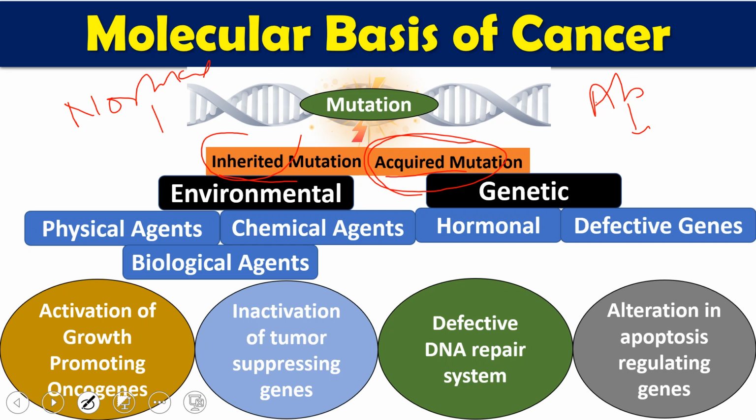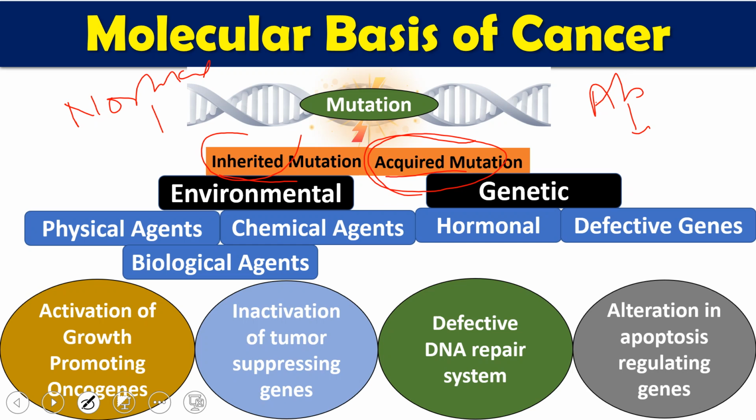So what are those genes and how are they affected? First, the activation of growth-promoting oncogenes. In our body we have proto-oncogenes, which are inactive oncogenes, or precursors of oncogenes. These proto-oncogenes are normally growth factors, growth factor receptors, or certain other factors which normally increase cell growth. When these oncogenes become more active or increase in amount, that leads to cancer. We will discuss the molecular mechanism in detail.